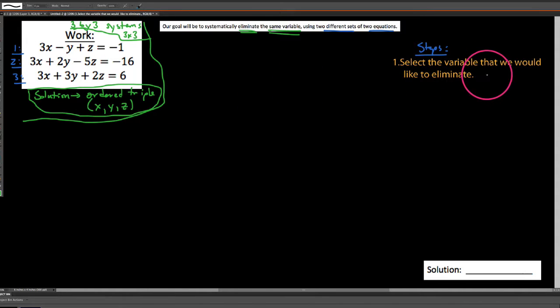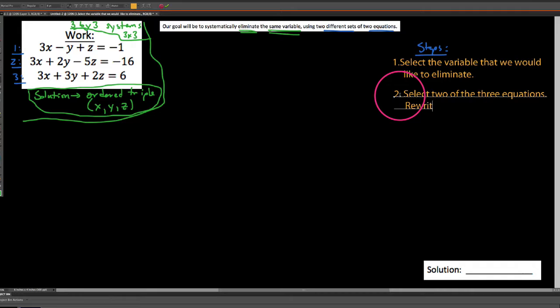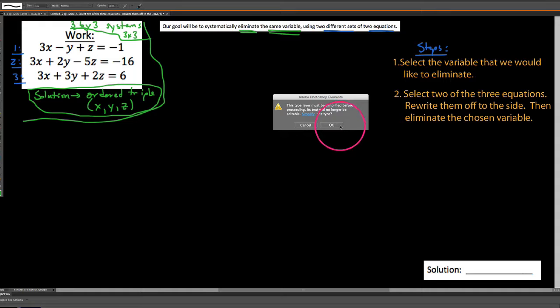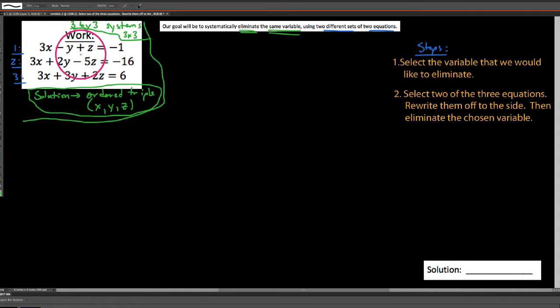So because I've selected the variable that we'd like to eliminate here, the next step is to select two of the three equations, rewrite them off to the side, then eliminate the chosen variable. So essentially, when we look at this as a process, we're going to start by saying, I want to cancel this out, and now that I know what I want to cancel out, let's choose two of our equations.